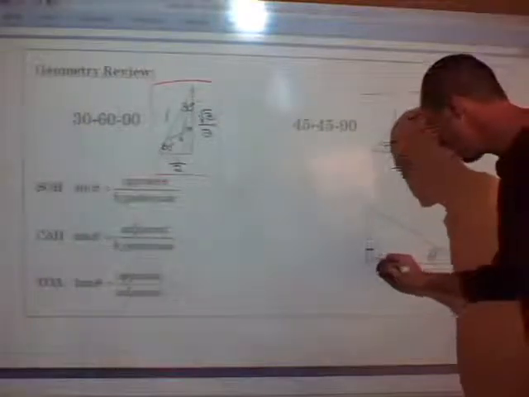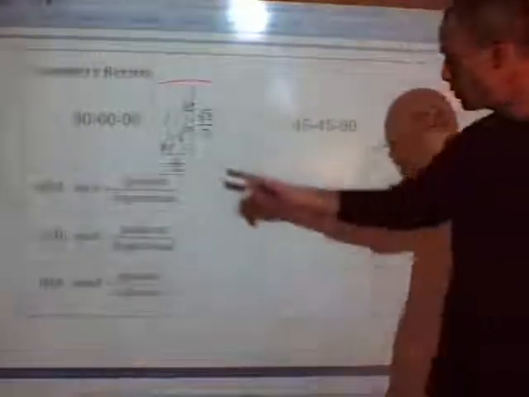Okay? Now, the other thing that you spent some time on in geometry was SOHCAHTOA. And SOHCAHTOA is your trig ratios. Okay? And the trig ratios are based off of right triangles. You need to have a right triangle in order to use SOHCAHTOA.